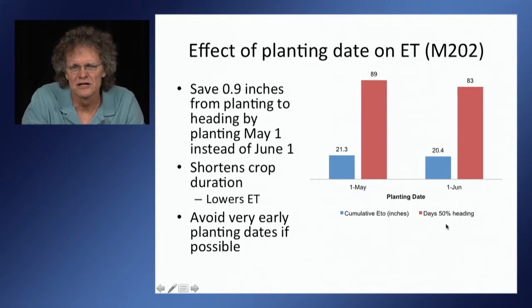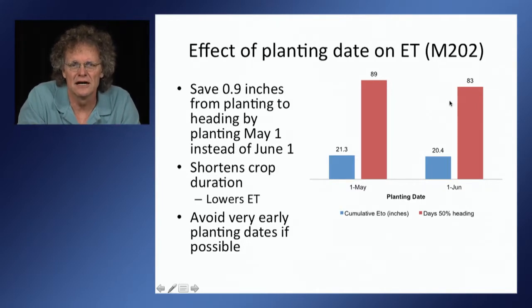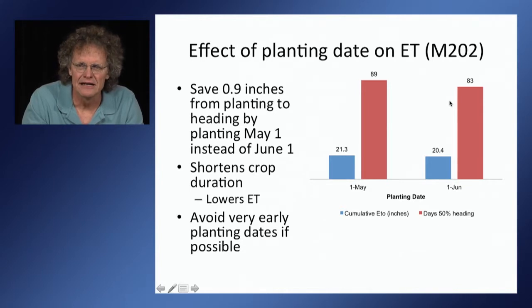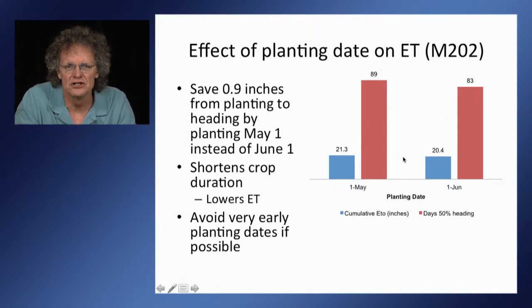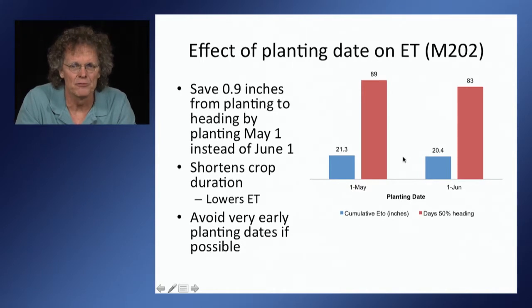And what we found was, if you look at these red bars here, by planting on June 1st, we were able to shorten the crop duration to heading by about 6 days. And so if we estimate how much ET was saved by that, looking at the historical records, we were able to save almost an inch of water by planting late rather than early, simply because we're shortening the duration that the crop needs to be irrigated by later planting dates.